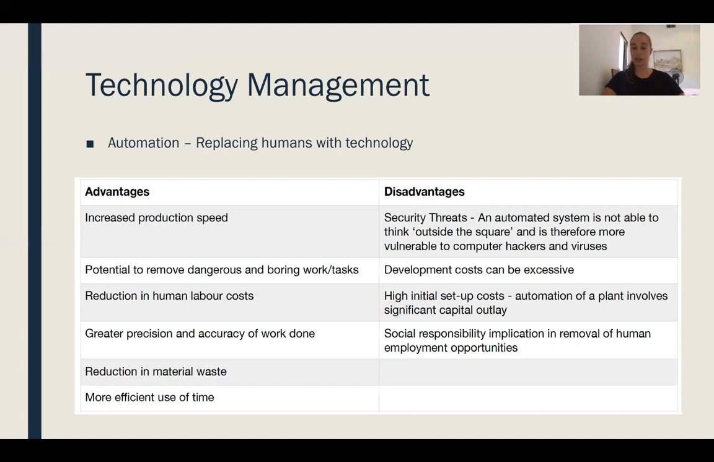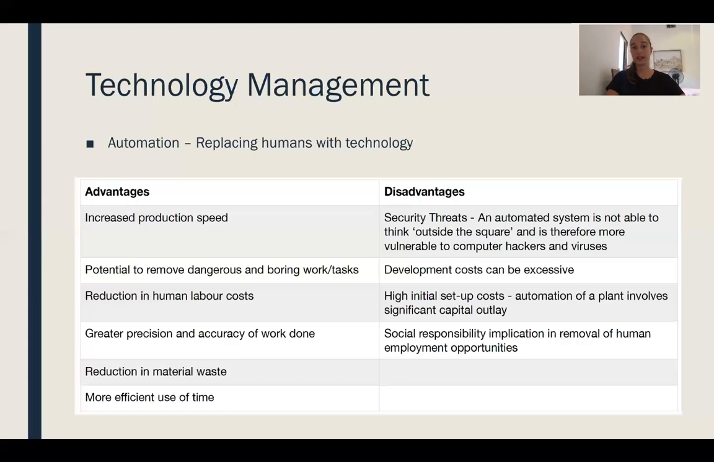Another good thing to note is that technology operates at the same rate of production. Humans get tired, they slack off, they get bored, and so the rate of productivity will start to decline. Whereas with technology, the rate of productivity is steady and that improves efficiency.